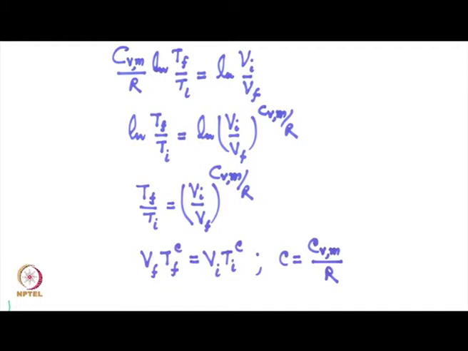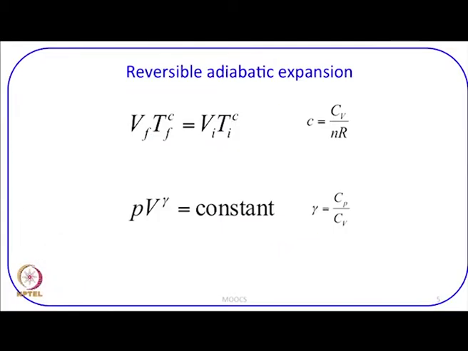So, now let us look at the second equation, that PV gamma is equal to constant. This is what we need to now derive. Let us see now how to get that equation. That is very easy.